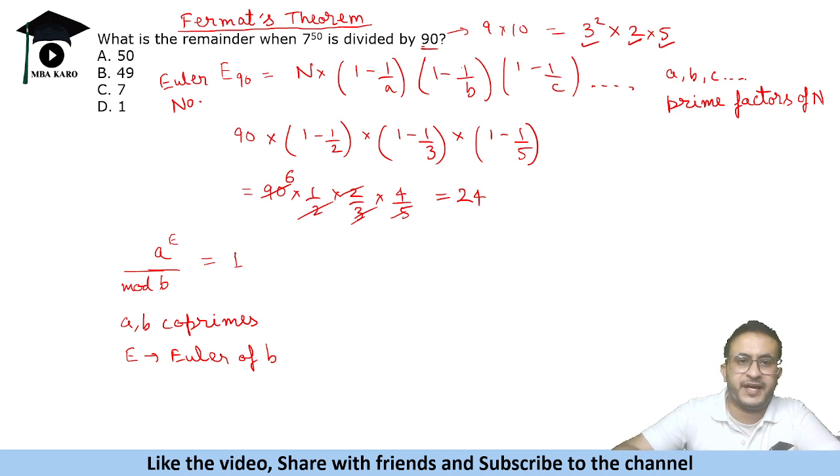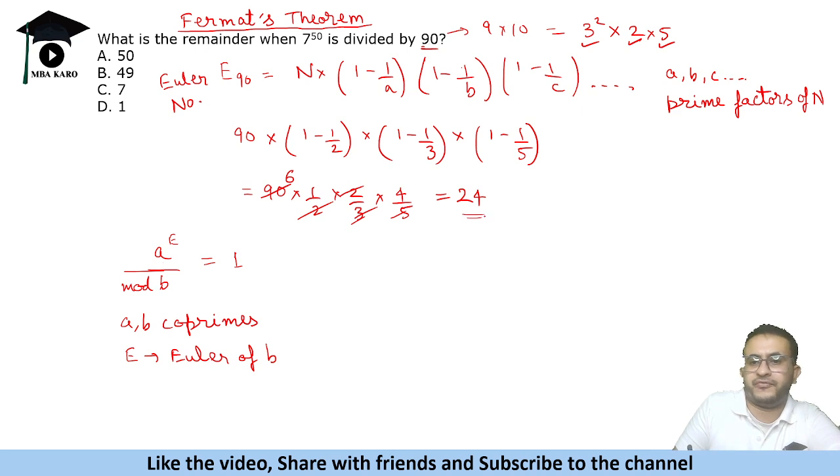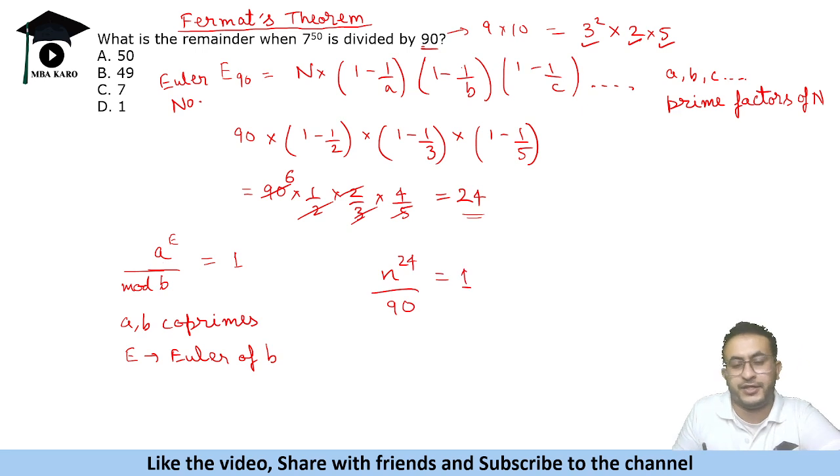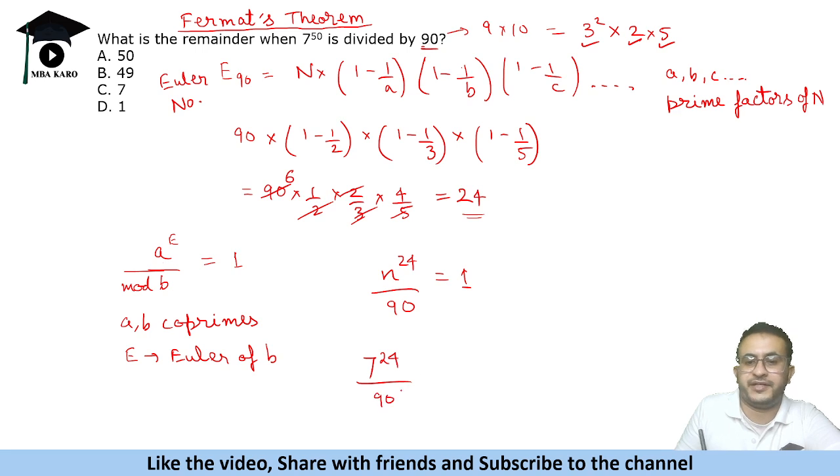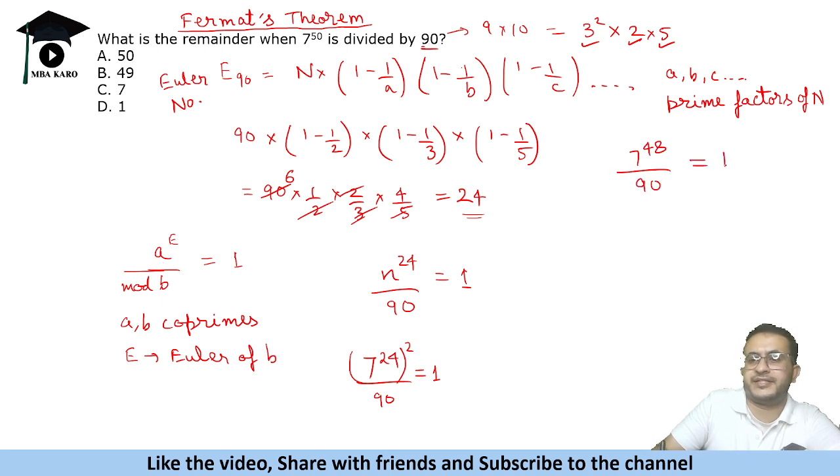So we have 7 to the power 50. So we have Euler number of 90 as 24. So any number n raised to the power 24 by 90 will give the remainder as 1. Okay. So 7 to the power 24 by 90 will give the remainder as 1. So that means if you take square of this, that becomes 7 to the power 48 by 90 will give the remainder as 1.